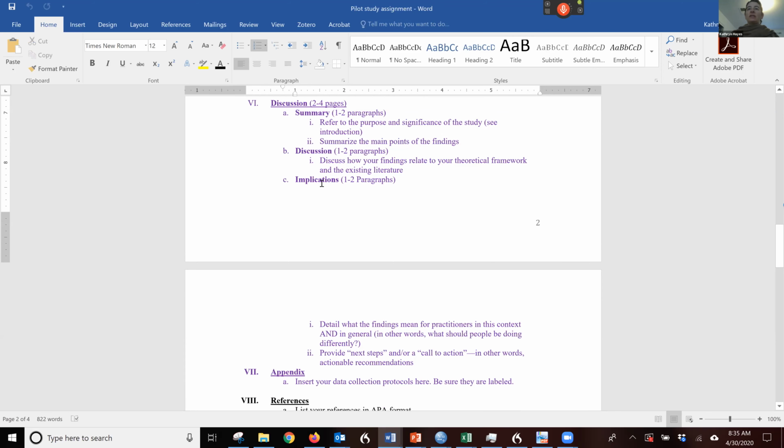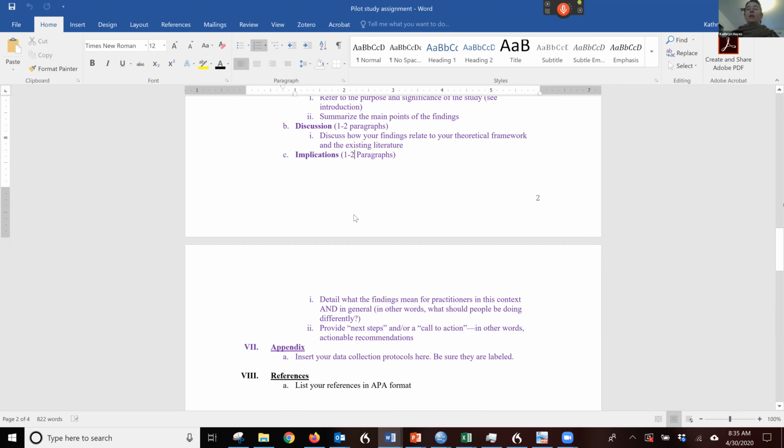Now, usually this next piece is actually a separate subheading, which is your implications. This is really important. And again, you're doing the intellectual work for your reader. And you are also continuing to make an argument about why this work is important. And that is that you detail what the findings mean, like how do we apply these findings, right? Particularly for practitioners, right?